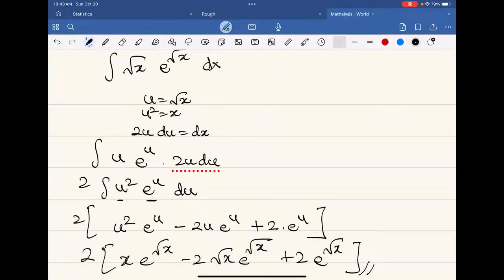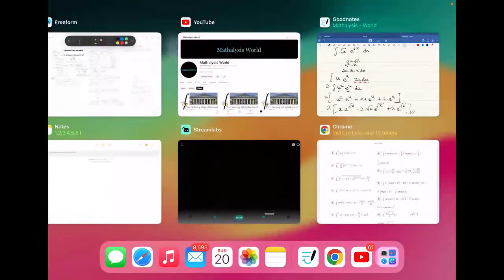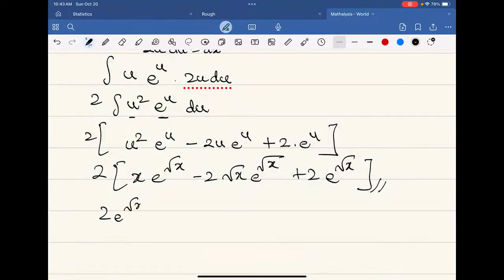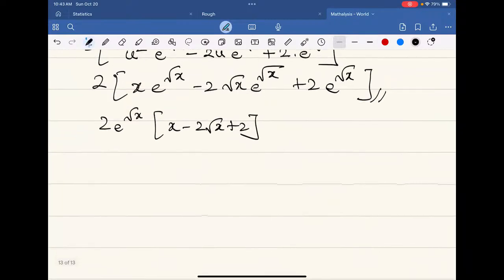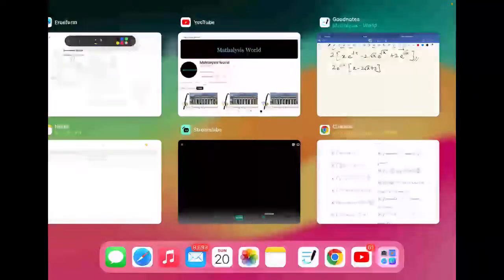So let's see if this is the answer or not. Okay, so let's take 2 e to the power root x common, and then we will have x minus 2 root x plus 2, right? So e to the power root x, and then x minus 2 root x plus 2.